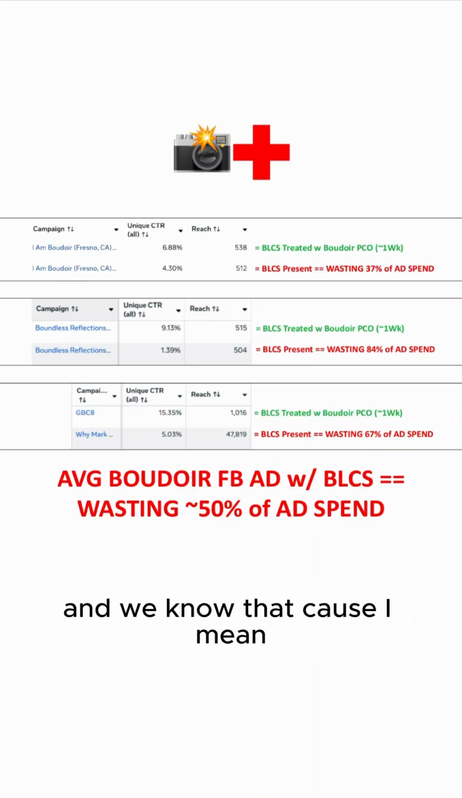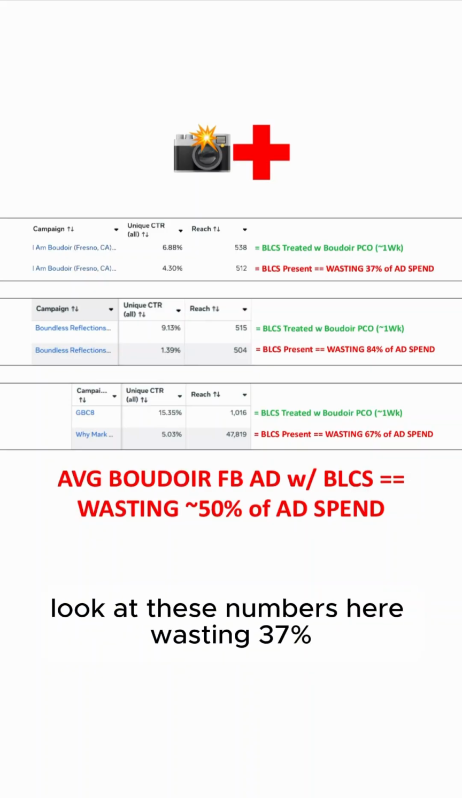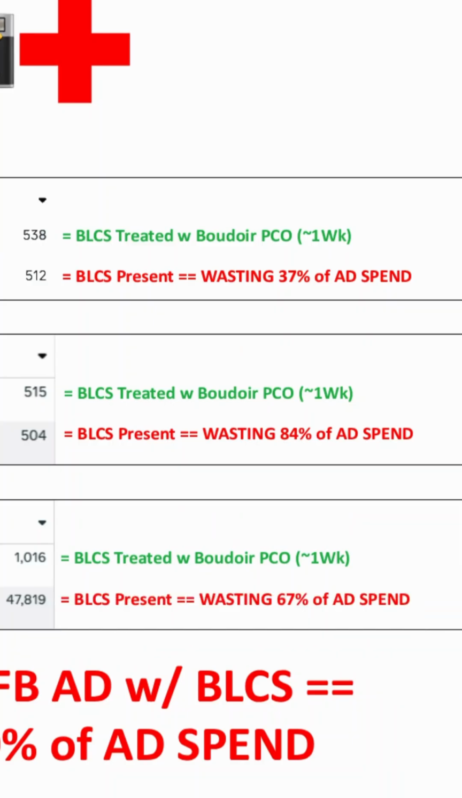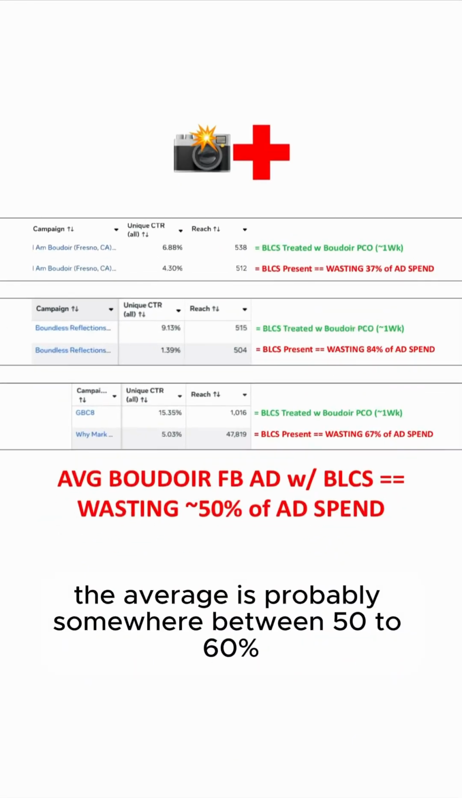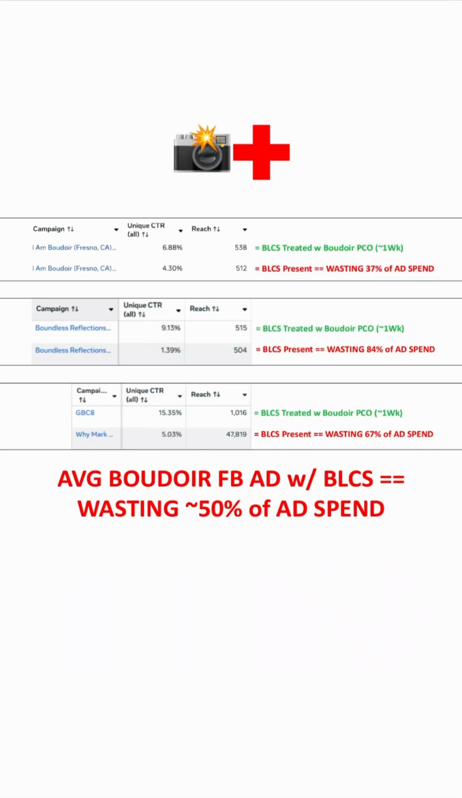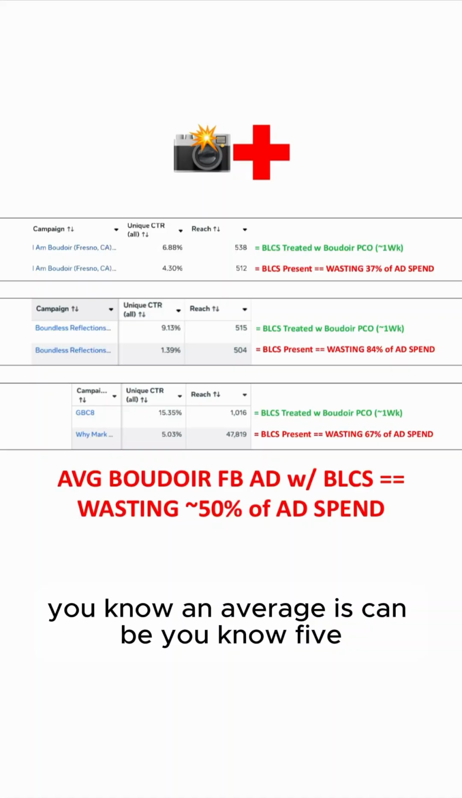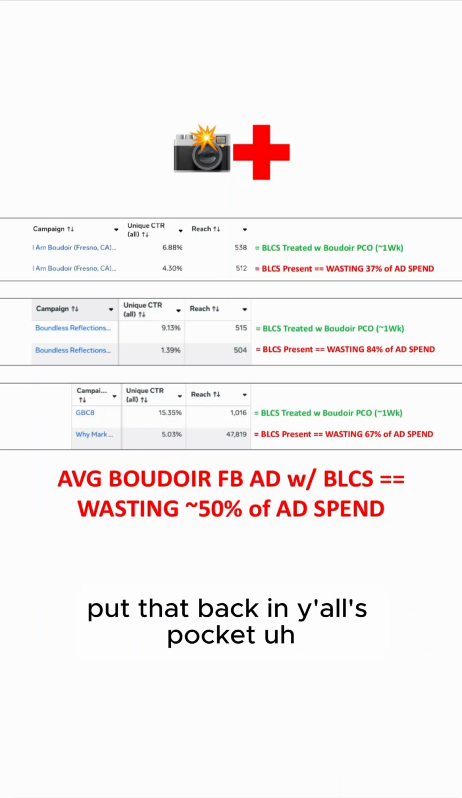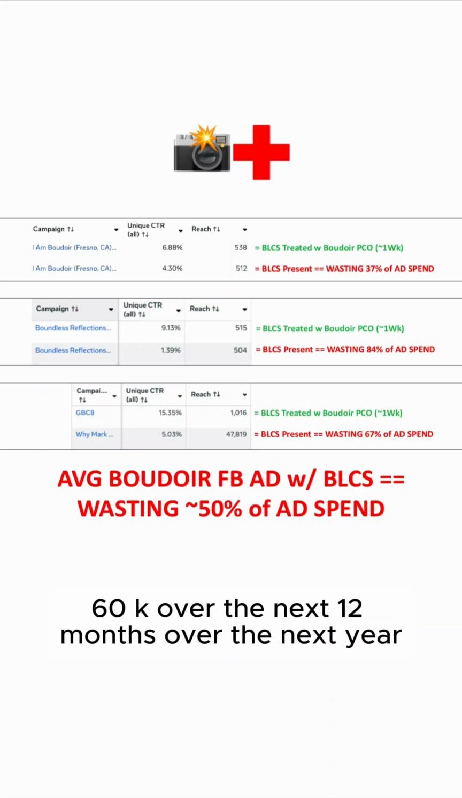And we know that because, dude, just look at these numbers here. Wasting 37%, wasting 84%, wasting 67%. Average these numbers out, the average is probably somewhere between 50 to 60%. So if they're spending 10 grand a month on Boudoir Facebook ads, on average, five out of 10K is being wasted every single month, and we can eliminate that, put that back in y'all's pocket, approximately 60K over the next 12 months, over the next year.